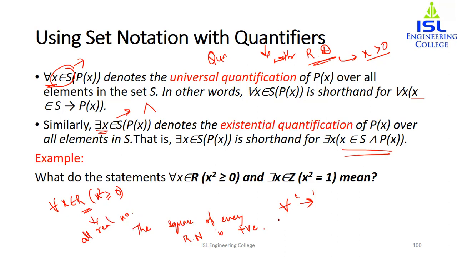Okay. This is the statement, and this statement is true, right? Because for every real number, whenever we square it, it becomes positive. Now, what about the second statement?